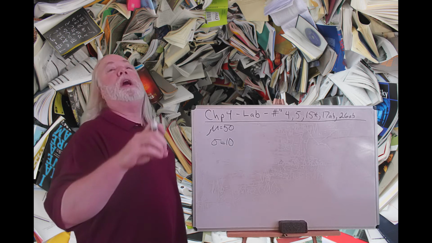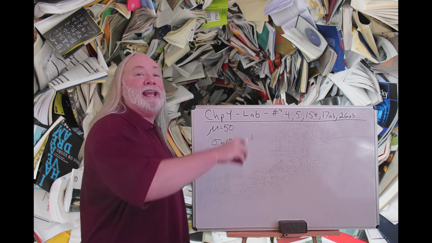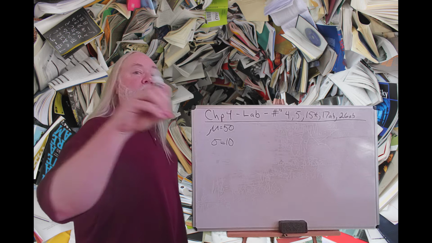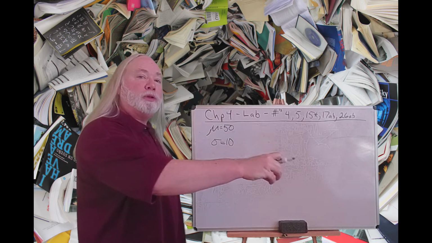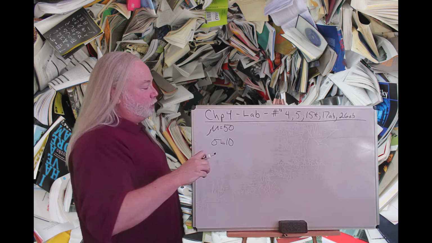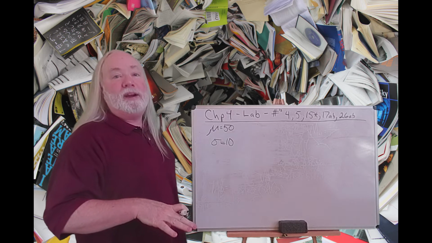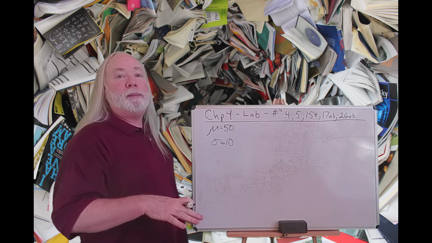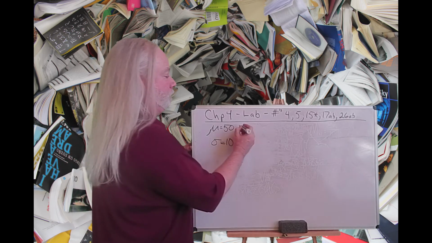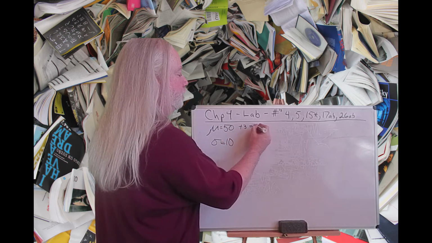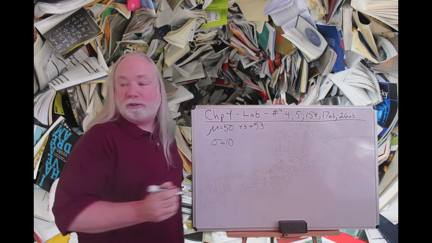So this is drawing on those characteristics of the mean and characteristics of variability. So this is drawing on both chapters 3 and 4. So if you add 3 points to every score in a distribution, what happens to the mean? It goes up by 3. So the new mean would be 53 points.